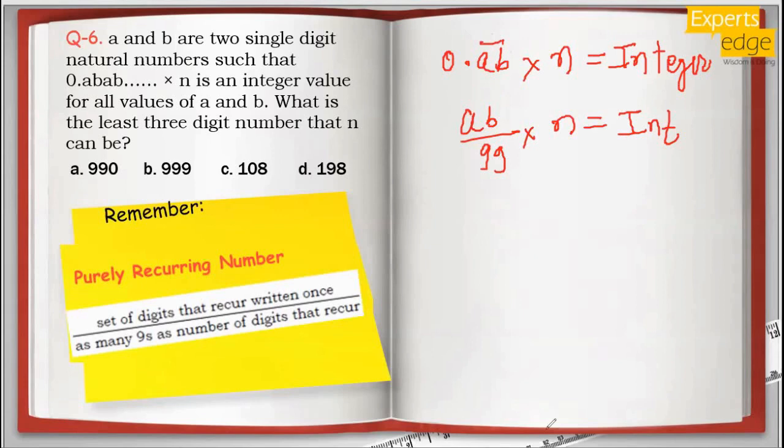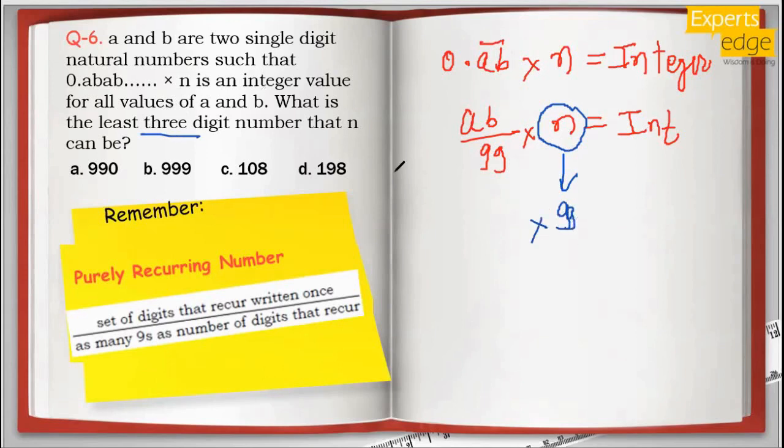Now, as you can see, the simple funda to get rid of this 99 is to cancel this 99 with some value that can be cancelled with n. So if you can see what is being asked, the least 3-digit value, where my n value can be 99 as well, 99 or any multiple of 99, but he is asking for 3 digits.